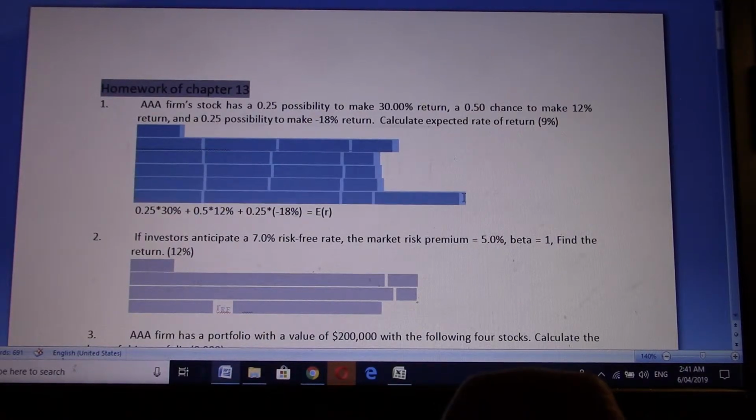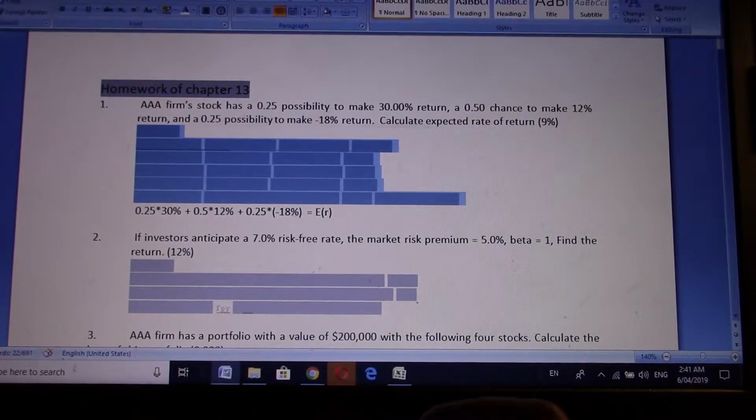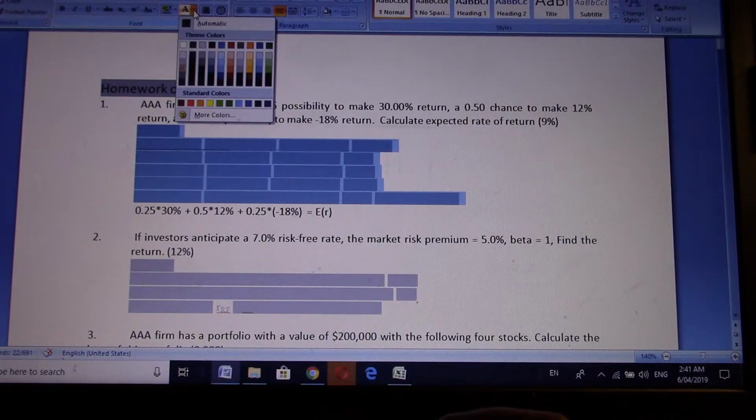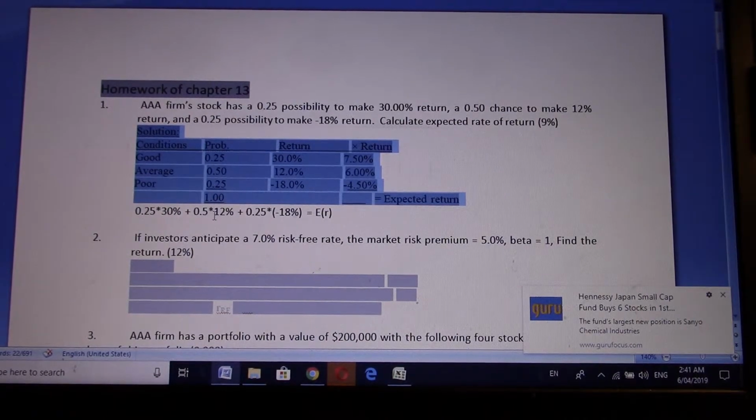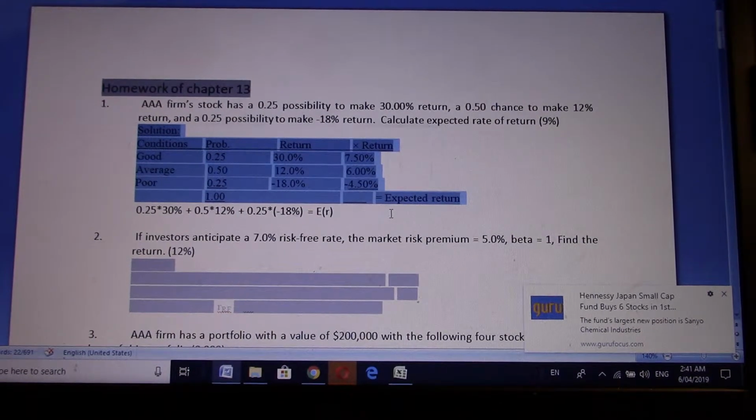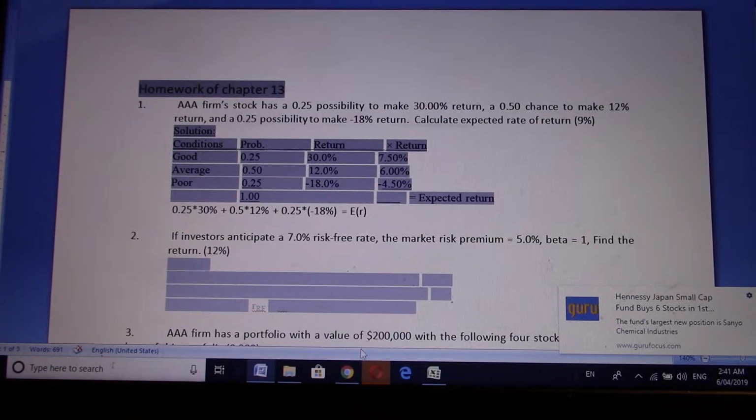Or we can use the calculator. I created the table here. One column is the probability and the other column is the return. All you need to do is multiply the probability by the return for each situation. You add it up, and that will be the expected return. Or you can use Excel to do that.